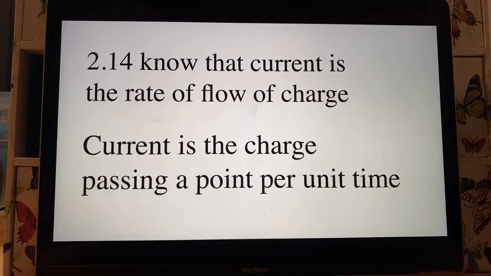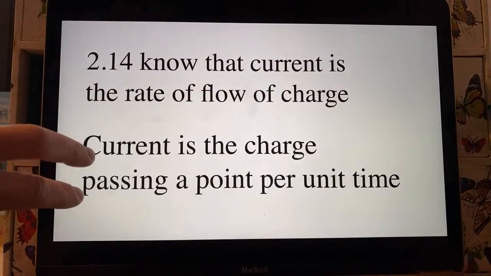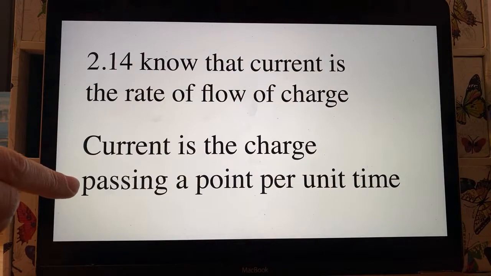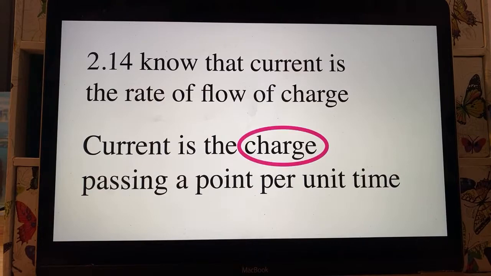Right, moving on then, let's get a little bit mathsy. You've got to know that current is the rate of flow of charge. That's what Edexcel says if you're doing their exam. Cambridge, I like how they say it. Current is the charge passing a point per unit time. So we need to talk about charge. What is charge?